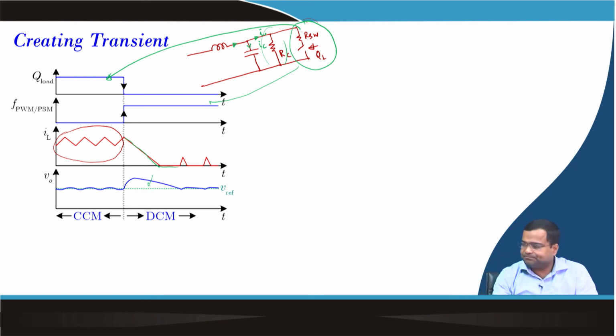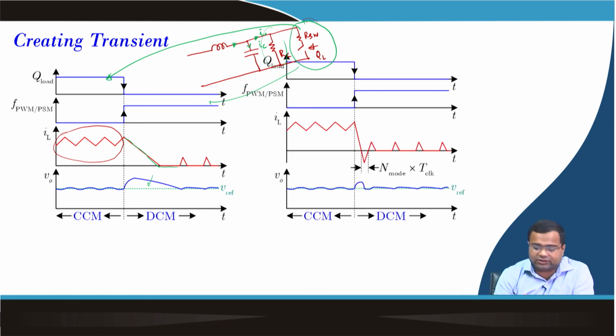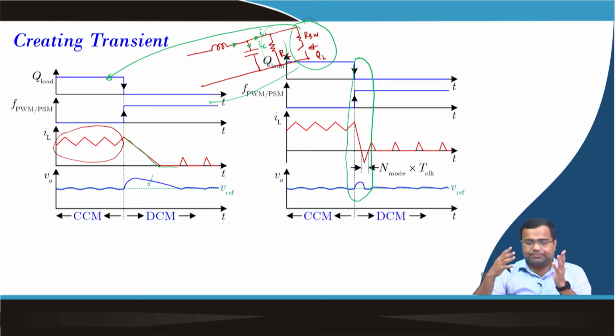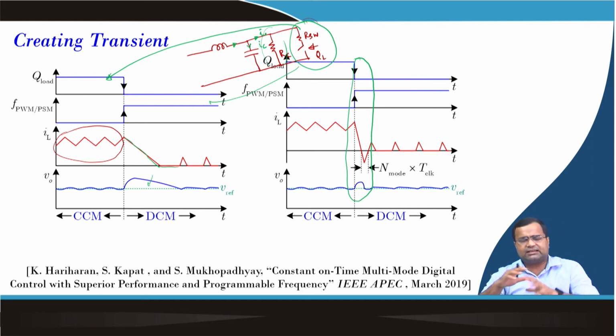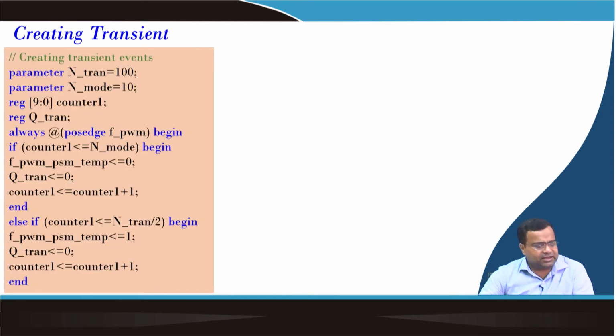To overcome that, you can operate PWM for a small time. That time the current will go negative because it is a synchronous converter, and it will extract the charge out of the capacitor, and in that way you can quickly come back to steady state. Then you can move back to the DCM operation with pulse skipping, so that you can save the light load efficiency. This is a standard practice, and we have also discussed this aspect for the constant on time context in this paper. Now, this is the transient we are creating.